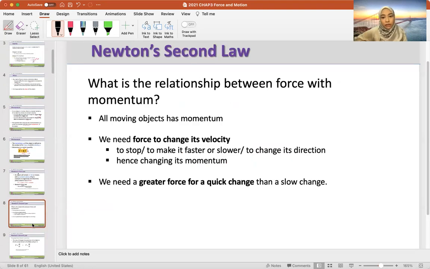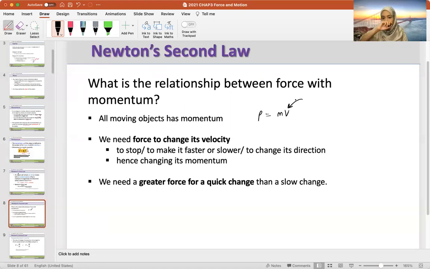All right. So what is the relationship between force and momentum? Previously, we talked about how a greater momentum will cause a greater inertia, and that causes the tendency of an object to remain at rest or move with a constant velocity. So in here, all moving objects have momentum. P equals mv.